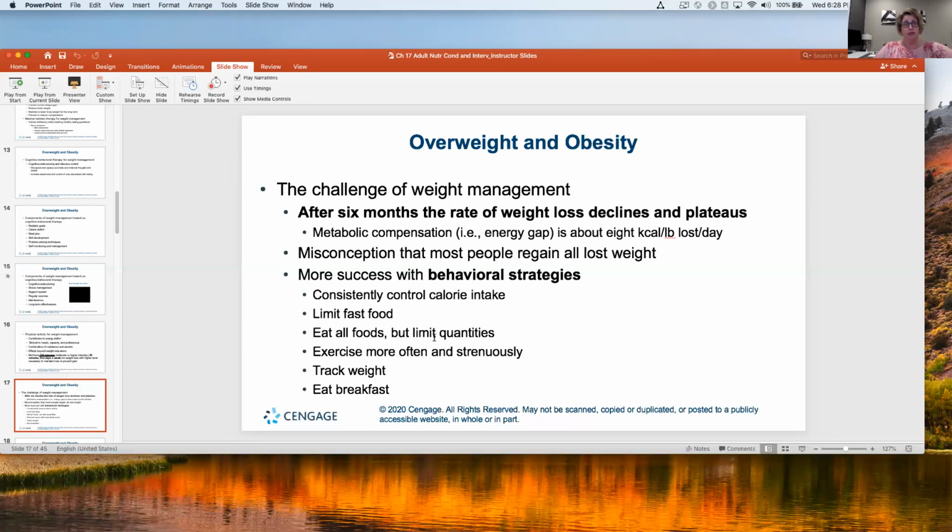So that's the other thing that dietitians really strive on, right? We say all foods fit, and they do. But it's about the quantities and how often and how much, right?